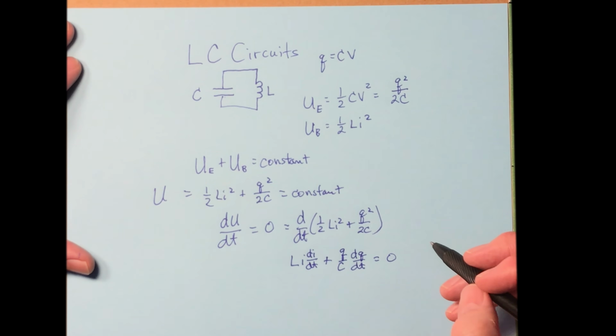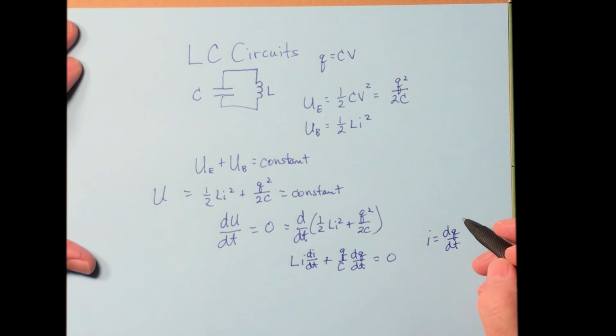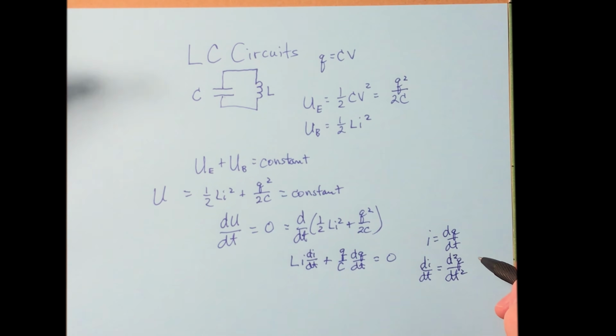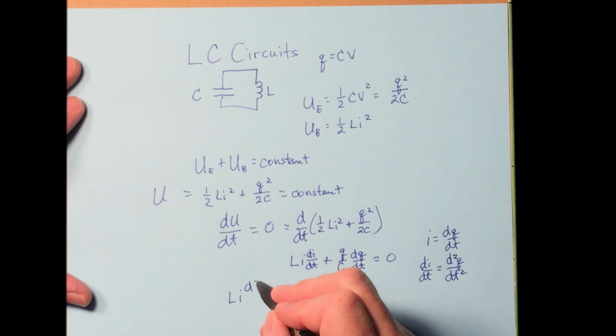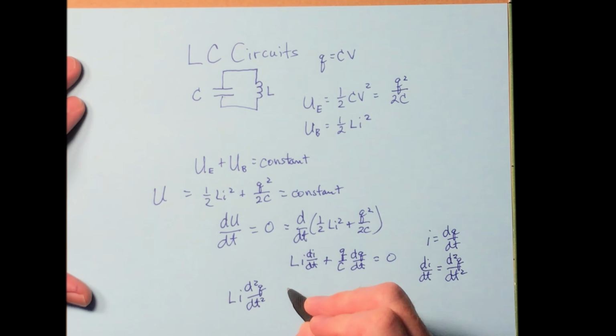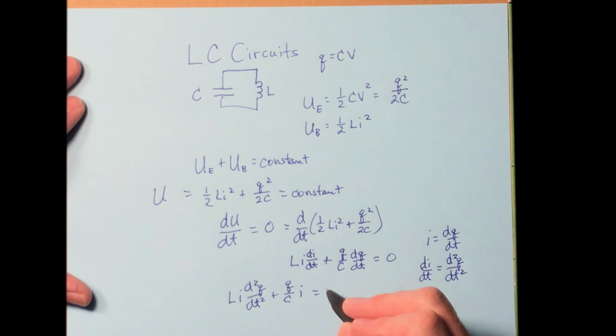All right, now let's make a substitution here. I want you to notice that I is dQ/dt. That's what current is. That's the definition of current. And then dI/dt, well, that's just the second derivative, d squared Q/dt squared. And when we plug that into this equation, this becomes L I d squared Q/dt squared plus Q over C times I equals 0.